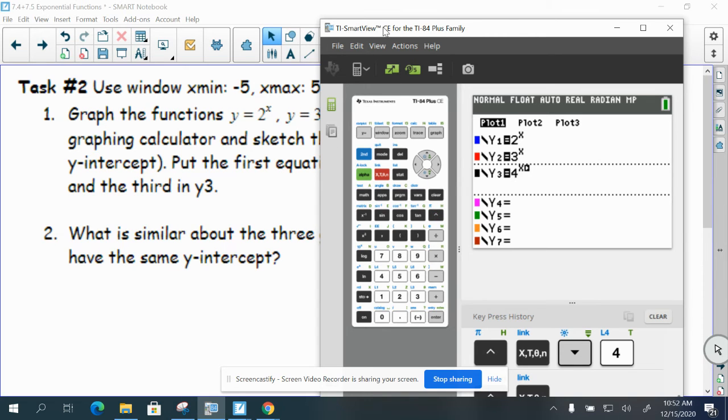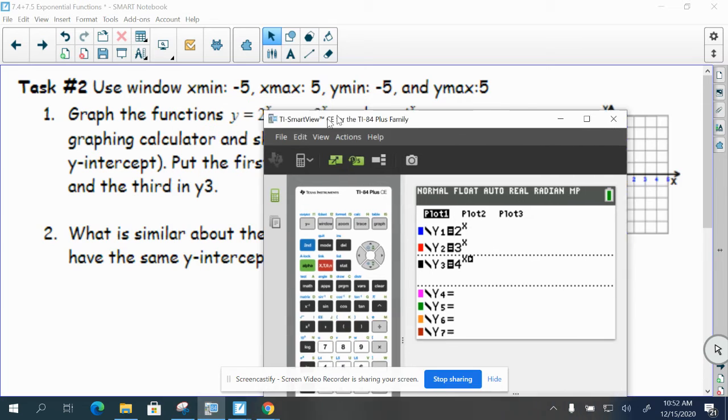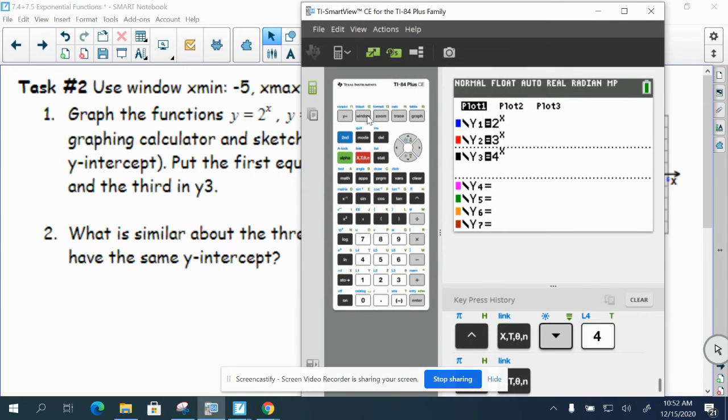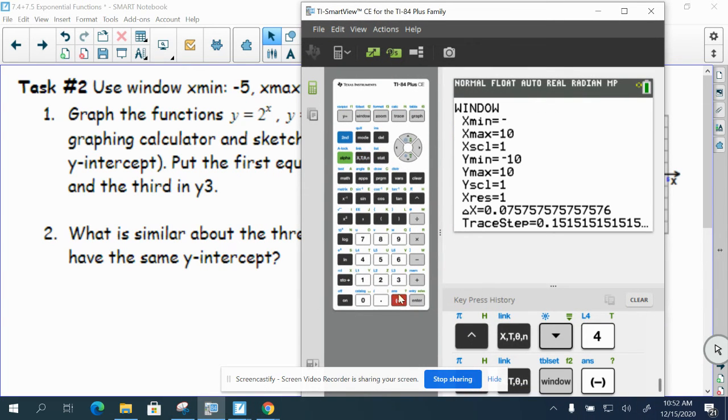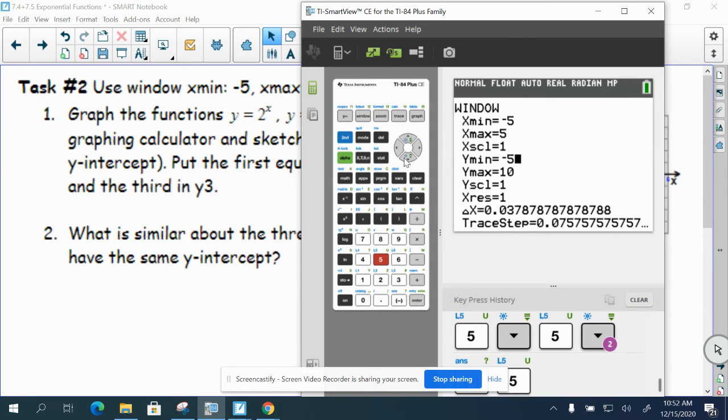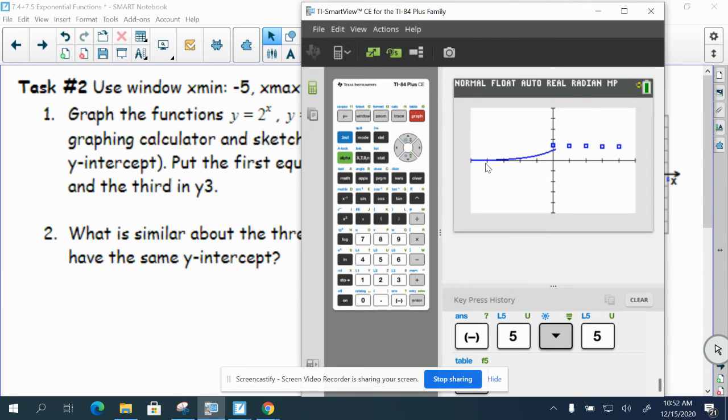And then it says to use the window -5 to 5, -5 to 5. So actually in my window, I'm going to do -5 to 5, and then -5 to 5. And then I'm going to press graph, because if I press zoom 6, it'll bring me back to -10 to 10. So press graph.